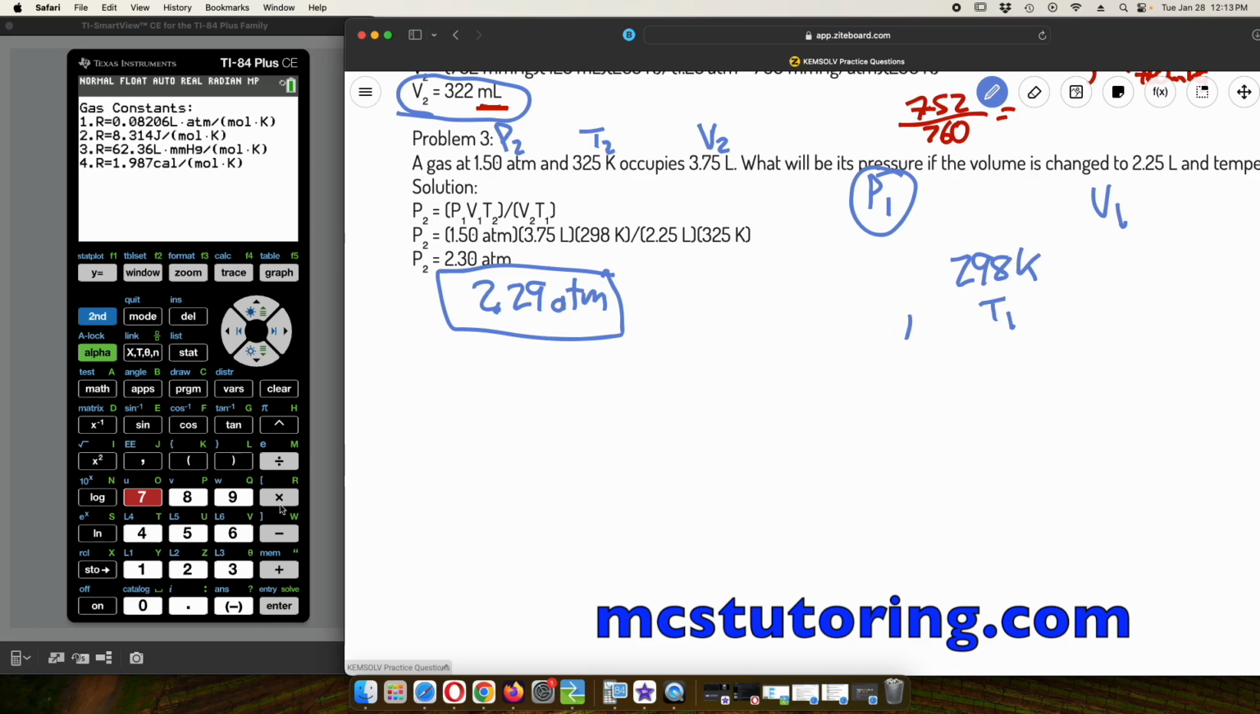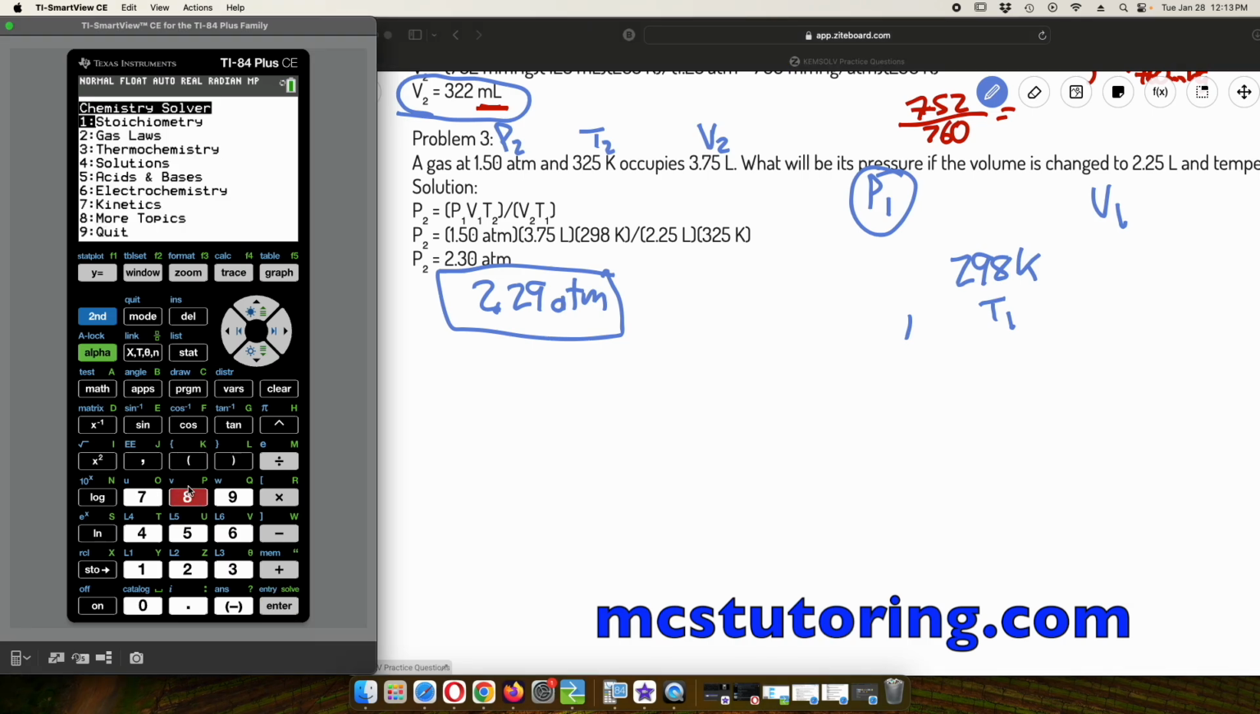This is the ChemSolve program. Let's go back. So your main menu is going to look like this.